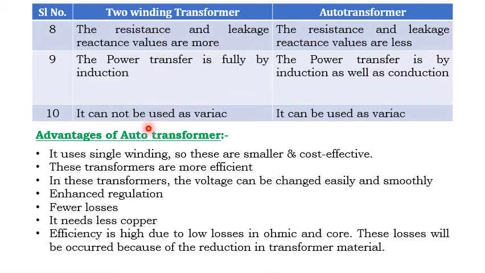In case of a two winding transformer, it cannot be used as a variac. It can be used for fixed voltage. In case of an auto transformer, it can be used as a variac. So it can vary the voltage depending upon the requirement. These are some differences, or some comparison, between a two winding transformer and an auto transformer.